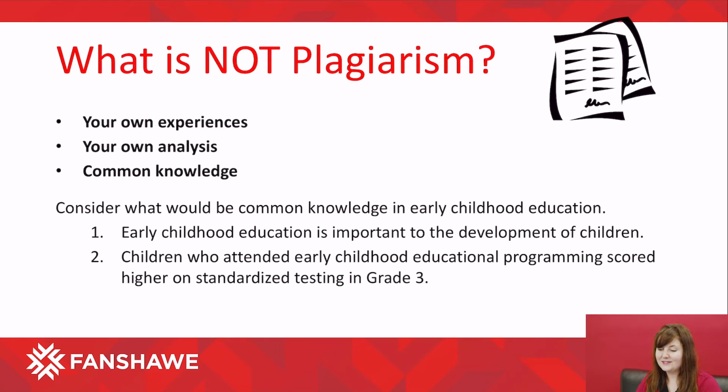So if we think about these sentences, there's one that would just be common knowledge in that field. And if you guessed number one, it would be common knowledge that early childhood education is just important to the development of children. And number two would be that specific fact that you would have to say where you got that information from. And this is where APA comes in. This is how you can use it. It's a system to tell the reader where you got your information from.